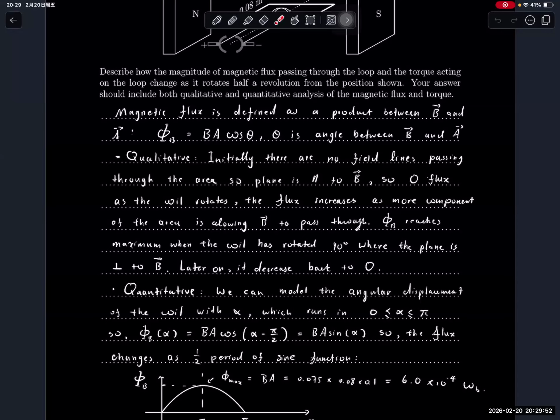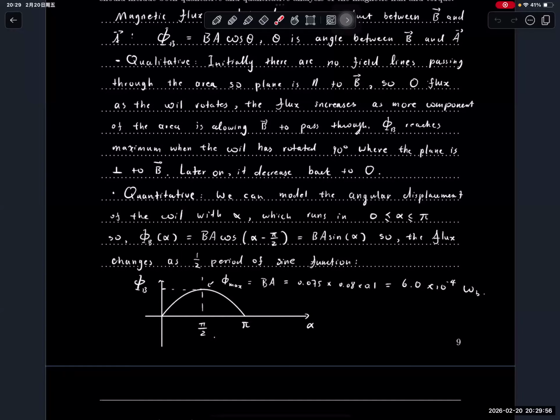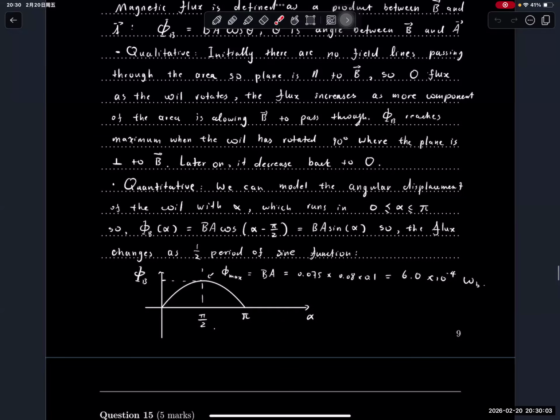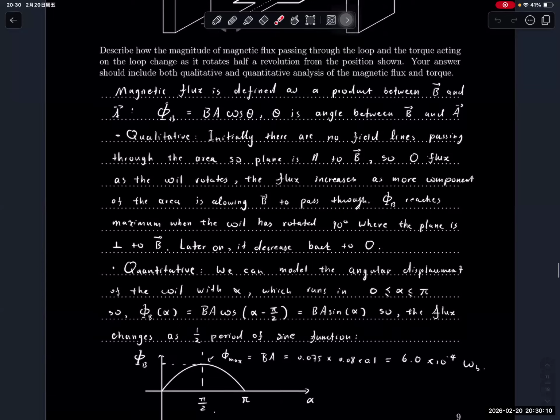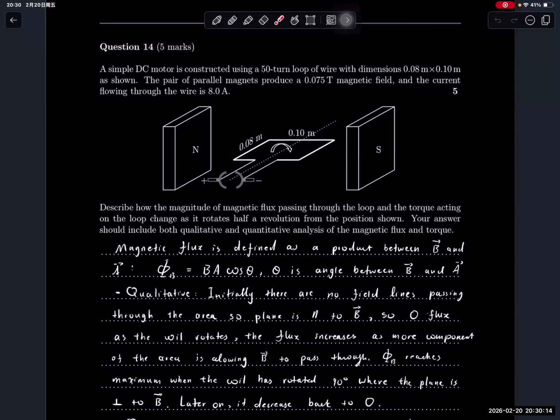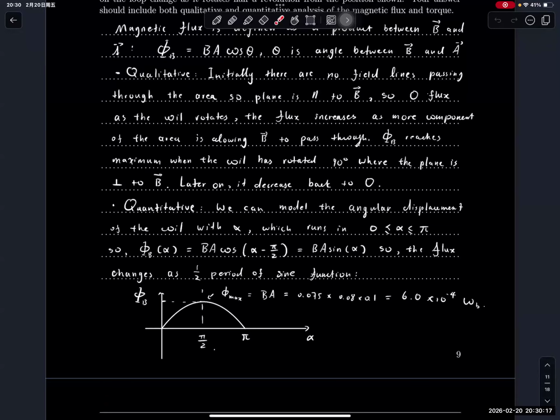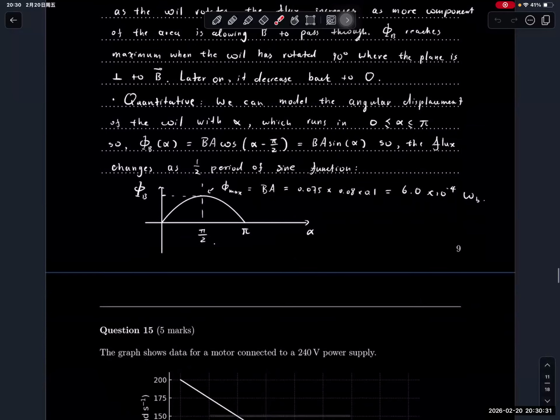In terms of a quantitative approach, we can model the angular displacement of the coil with a dummy variable alpha, an angle that goes from 0 to pi, so that magnetic flux as alpha increases is modeled by BA times cosine of alpha minus pi over 2, because we initially have a 90 degree phase shift. So flux is initially 0. That equals BA times sine of alpha by the trig identity. Then you can apply your graph of this sine function for a half revolution, 180 degrees. You see how phi goes from 0 and increases to a maximum. You can even calculate the maximum flux to be 6 times 10 to the power of -4 webers, and it goes back to 0 in a sinusoidal function.